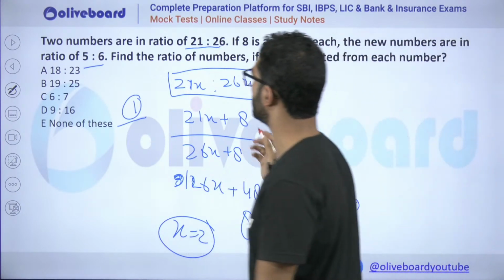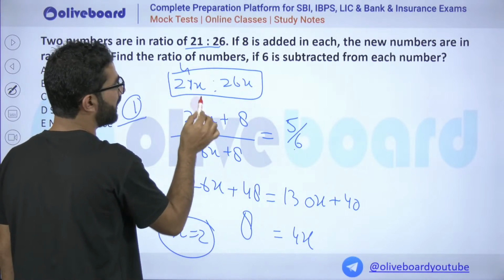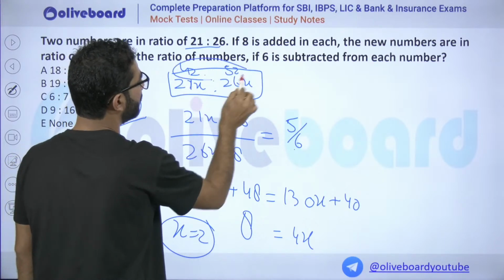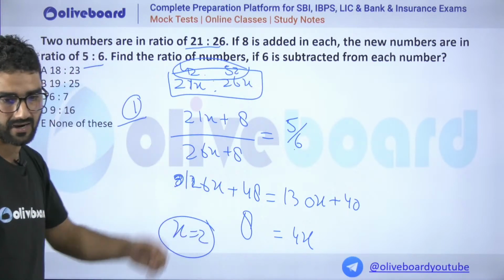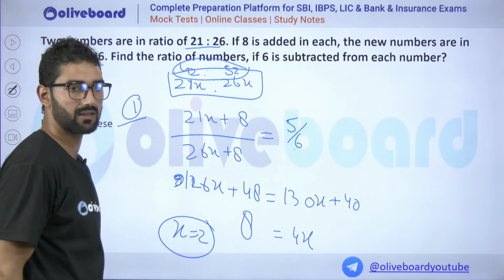What could be the possible value? What are the exact values of the numbers? Sir, it will be 21 into 2, it is 42, and it will be 52. So the numbers are 42 and 52. These are the exact numbers. Yes, my dear, correct. So 42 and 52 are the numbers.